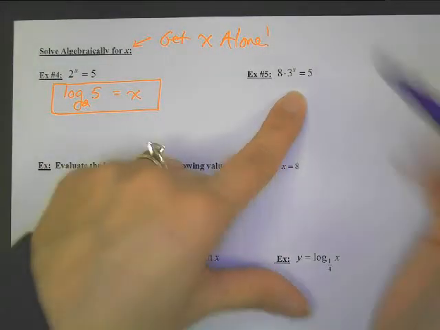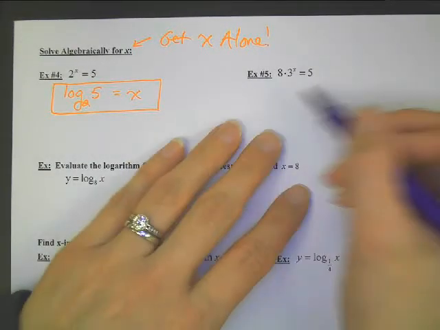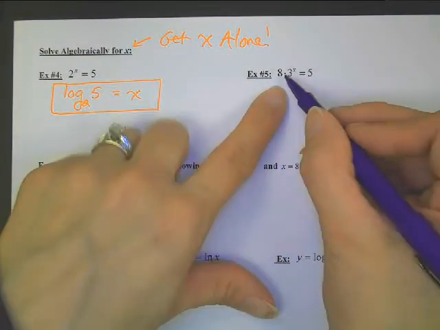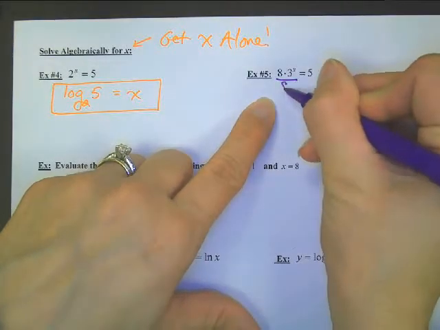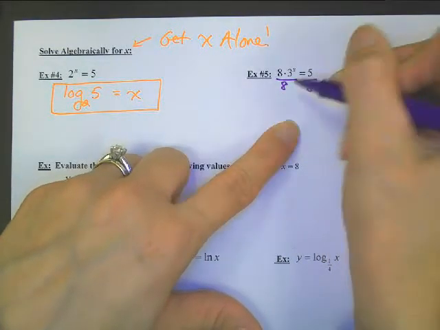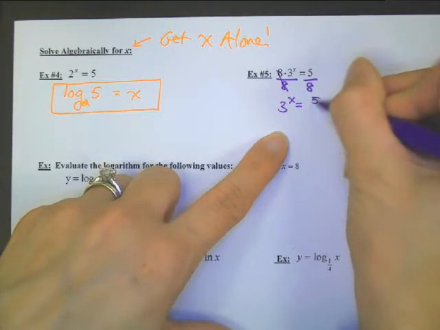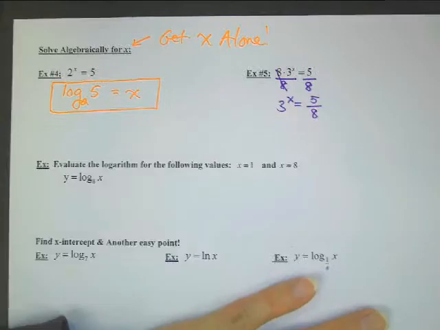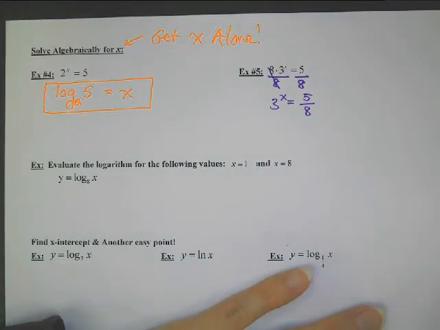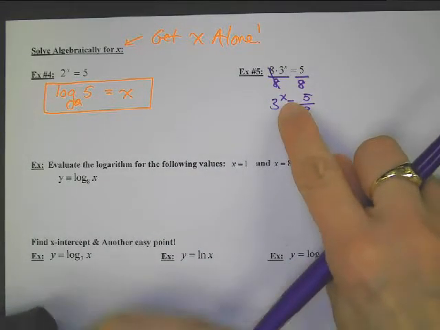Is there anything I can do before I start thinking about logs? Well, yeah, you could divide by 8. So you try to do just basic algebra, some little baby math as much as you can until you get stuck. Okay, so we have the fraction 5/8. Any more baby algebra? No. X is stuck in the exponent.